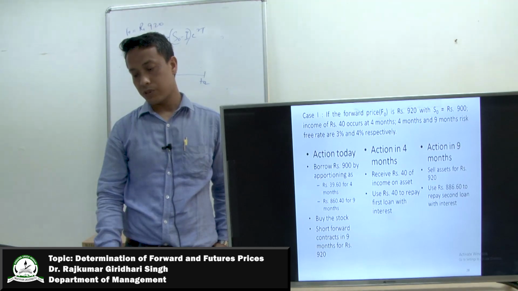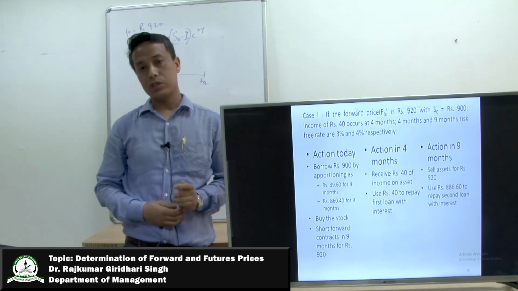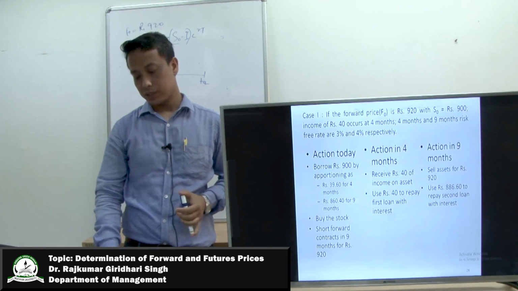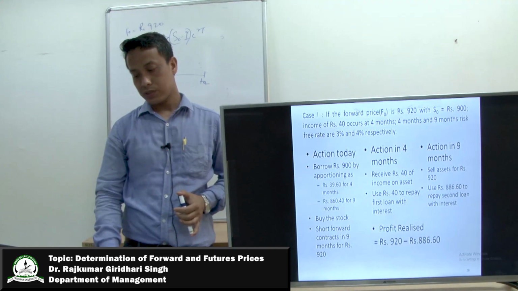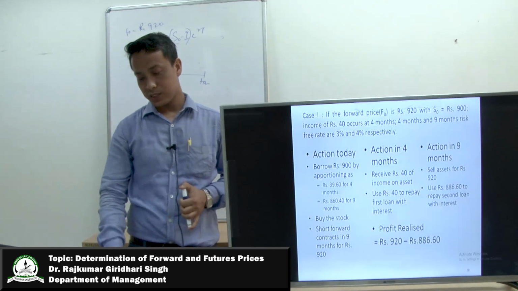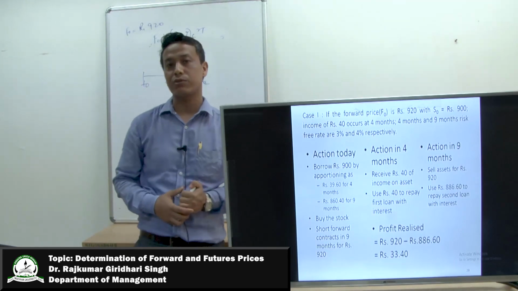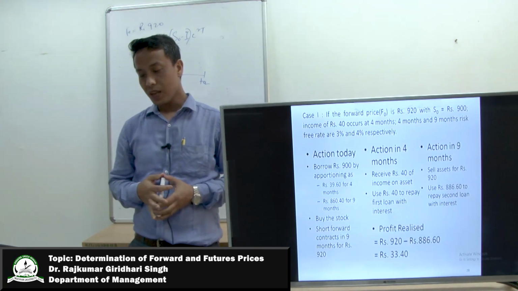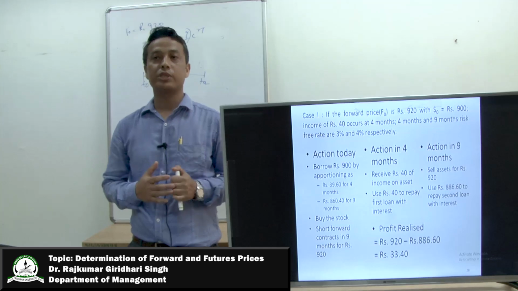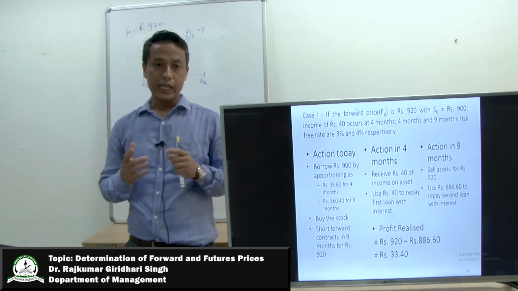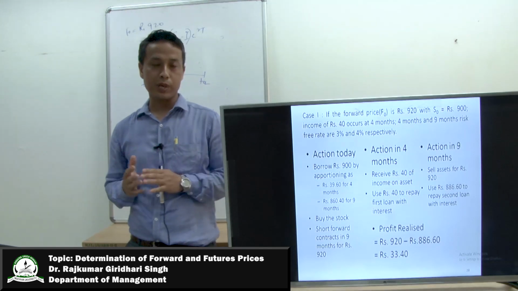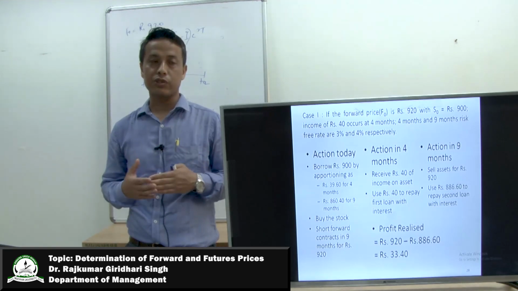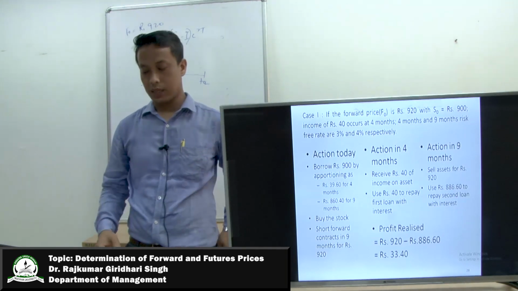So 860.4 for 9 months with continuous compounding interest rate of 4%, we have to pay 886.6. So the profit realized is rupees 920 minus 886.6. So ultimately we end up with rupees 33.4. So from here what we can arrive at is that the price has to be the no arbitrage price or at par price. Otherwise, in any difference between the forward price and the spot price, the trader can take advantage, provided the market is efficient, of course, and he can earn a particular profit.